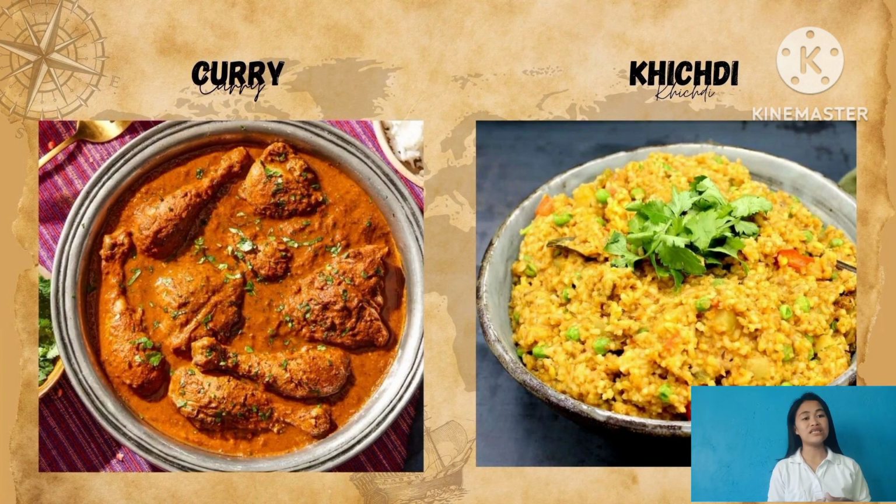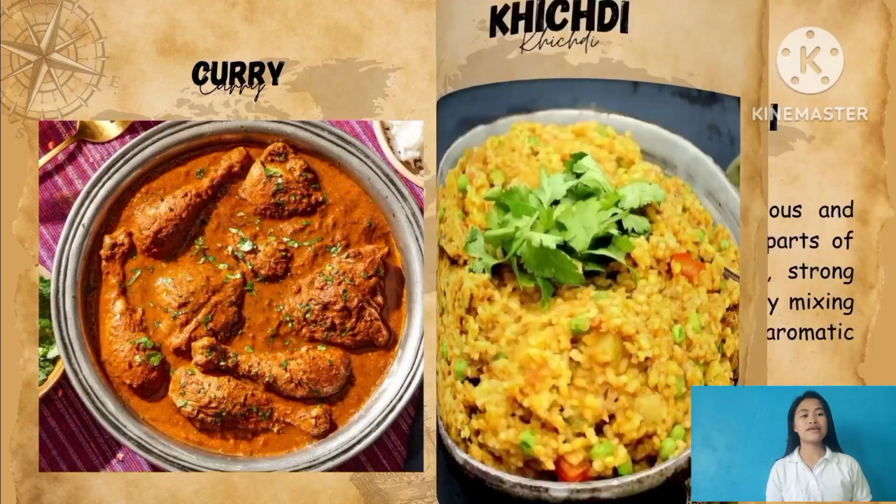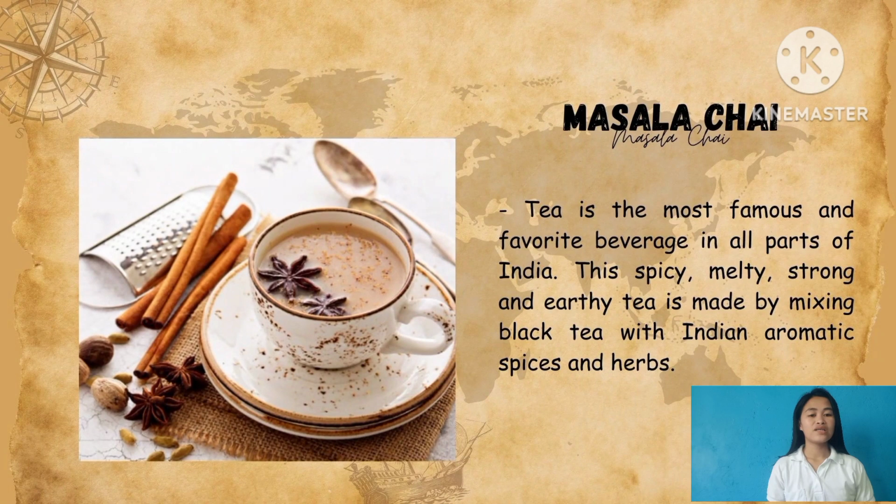Khichdi is a healthy Indian dish made with rice amongst various other ingredients like ghee or clarified butter. Cumin seeds, ginger, and asafoetida are optionally used depending on preferences. Next slide is the popular drink in India, which is the masala chai. This tea is the most famous and favorite beverage in all parts of India. This spicy, malty, strong, and ethnic drink is made by mixing black tea with Indian aromatic spices and herbs.